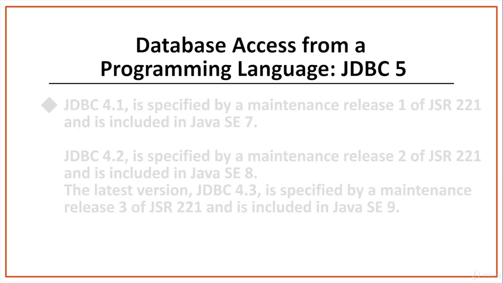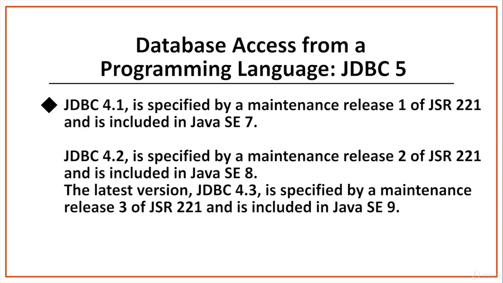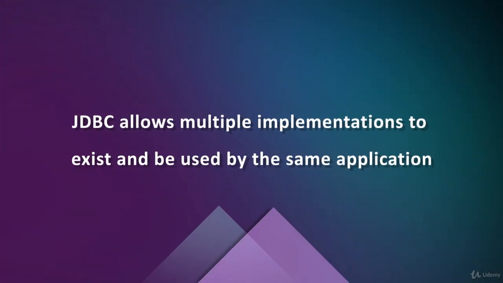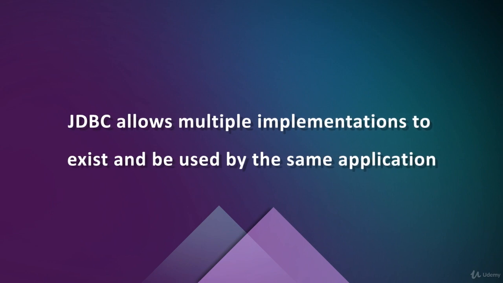SE 6. JDBC 4.1 is specified by a maintenance release 1 of JSR 221 and is included in Java SE 7. JDBC 4.2 is specified by a maintenance release 2 of JSR 221 and is included in Java SE 8. The latest version, JDBC 4.3, is specified by a maintenance release 3 of JSR 221 and is included in Java SE 9. JDBC allows multiple implementations to exist and be used by the same application.